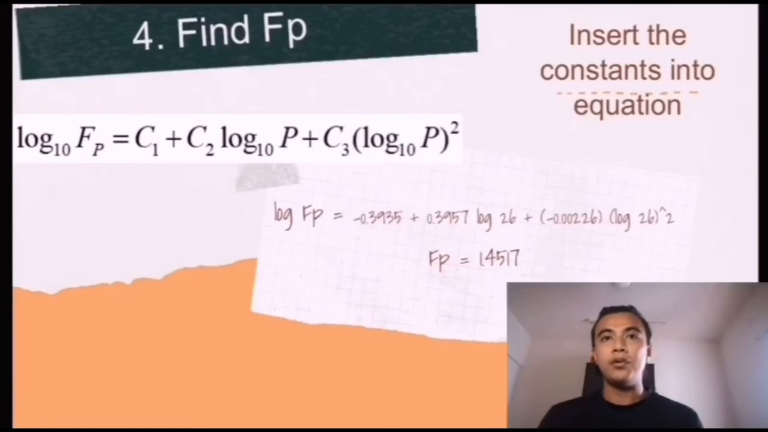The last step to find the FP, we will insert the constants into the equation. Our equation is log10 FP equals C1 plus C2 log10 P plus C3 (log10 P) squared. So we found that our FP is 1.4517. So that's all from me.